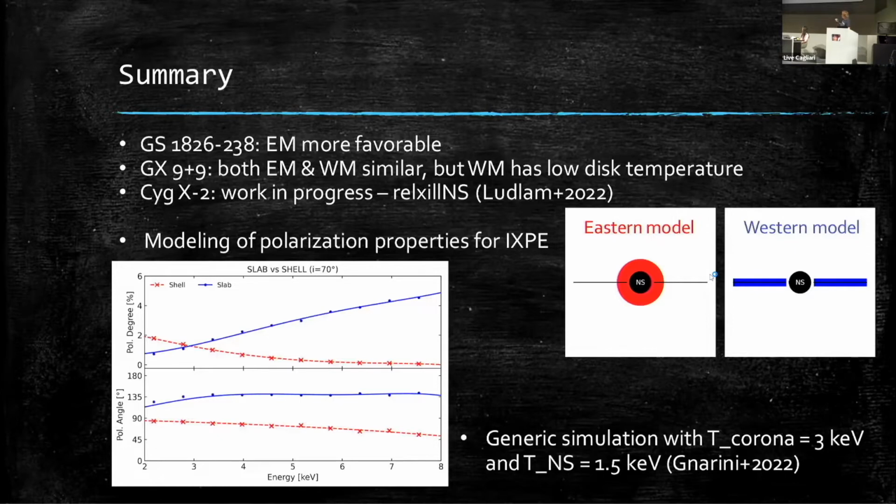That's why we have a slightly higher polarization in here on this about 2 to 3 keV energy band. And then for the Western model, the Compton scattered photons from the accretion disk are more dominant on the higher energies. So that's why we also see that the polarization degree is rising.